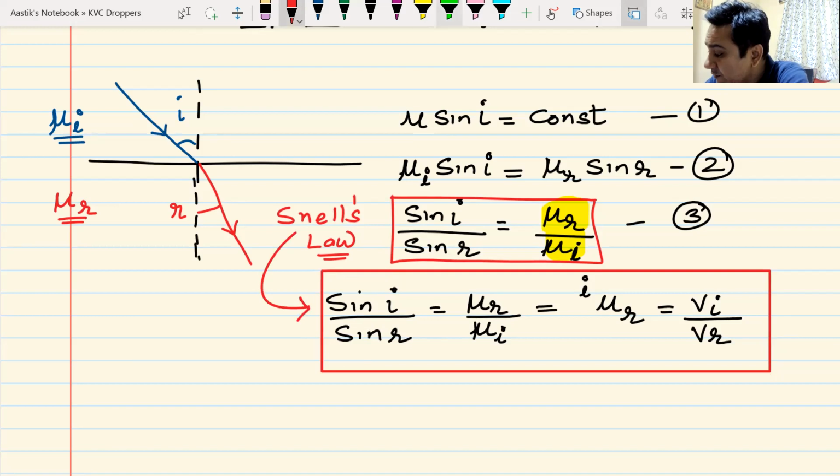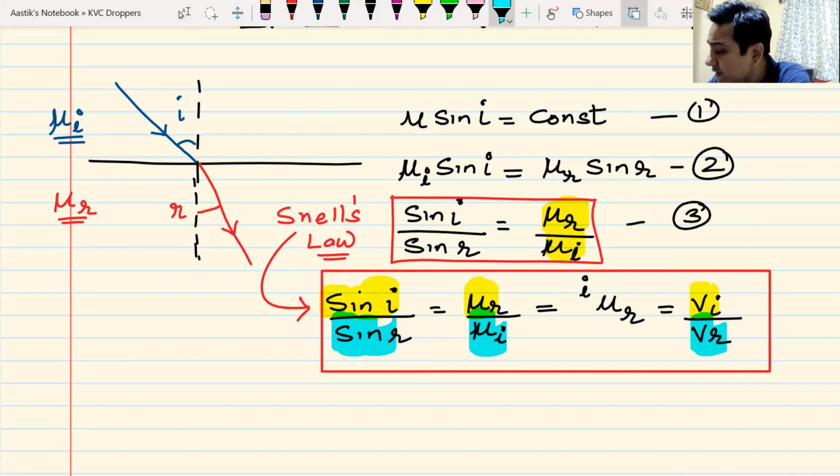What you can see on the numerator, we have sine of i. On the second numerator, we have mu of r. On the third numerator, we have speed of light in that medium. In the denominator, we have sine of r. In the second column, we have mu of i. In the third one, we have speed of light in the second or the refracted medium. All this is known as Snell's law.